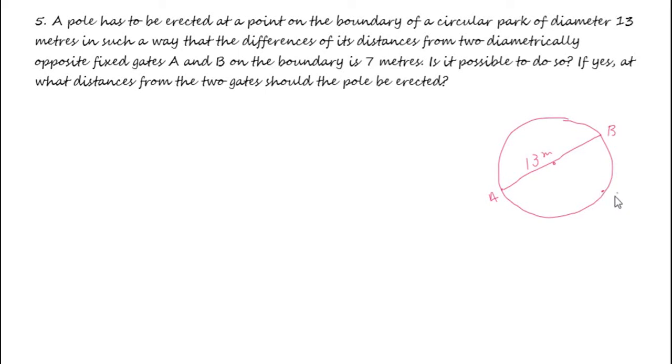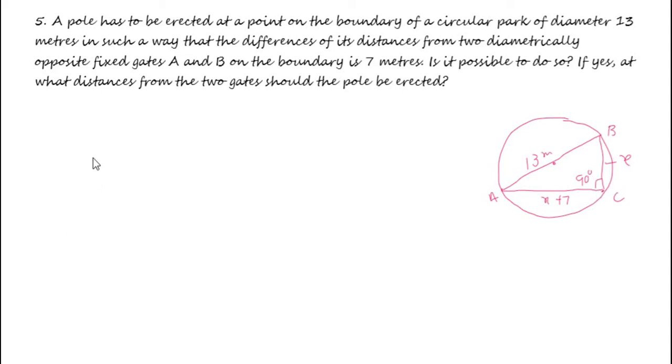So this is the point C, and if this distance is x, the other distance has to be either x plus 7 or x minus 7. Let us take this one as x plus 7. That is, the difference between these two distances of point C from A and B is 7. So if one is x, another is x plus 7. Now we know this angle is 90 degrees. A diameter subtends 90 degrees on a circle.